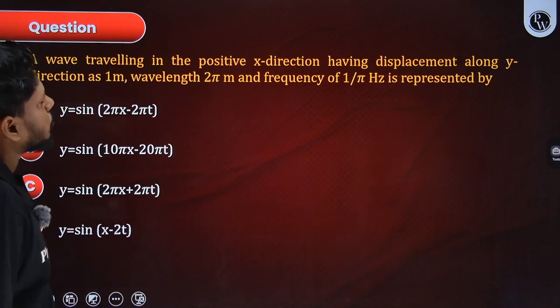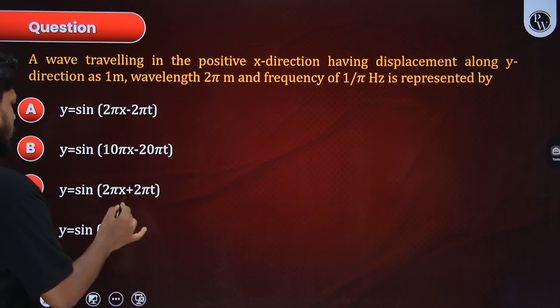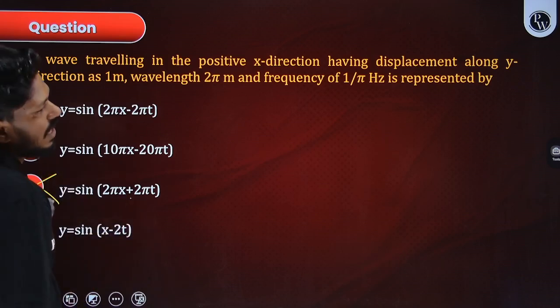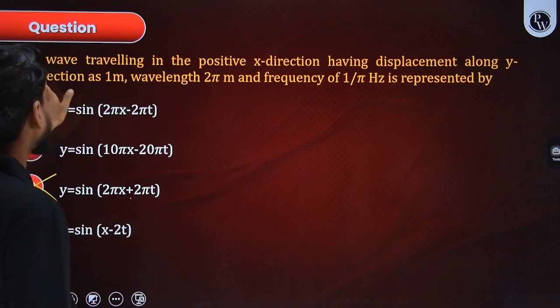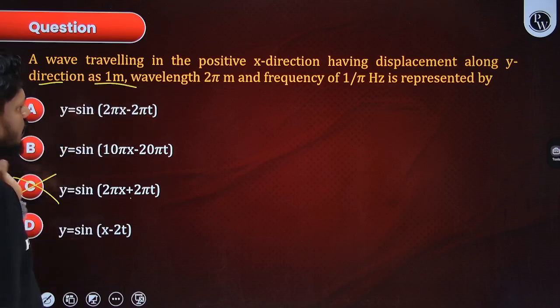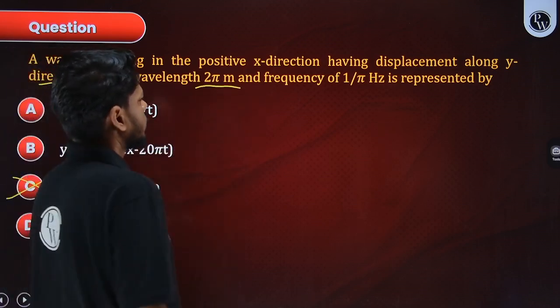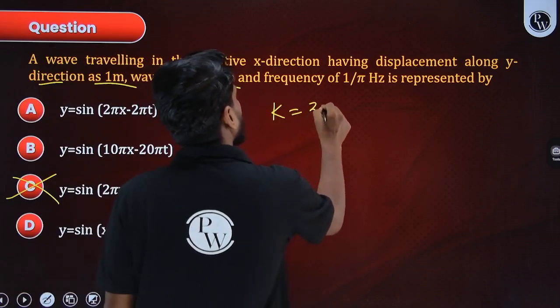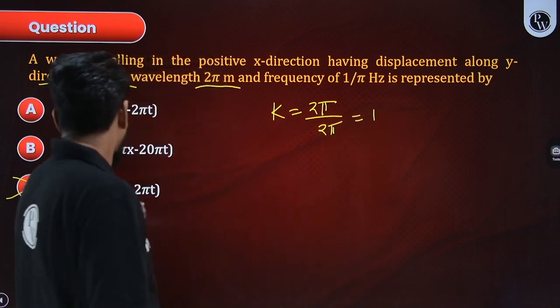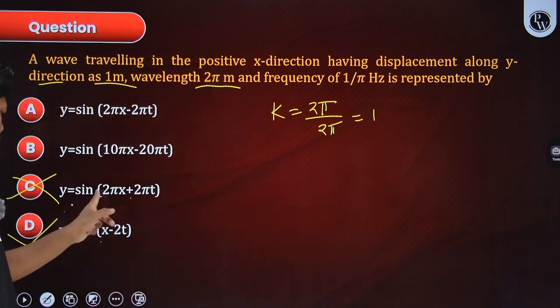A wave traveling in the positive x-axis. So this is not the correct way, right? Having a displacement in the y direction. Everyone is having a displacement in the y direction as 1 meter. So everyone is having 1. Wavelength is equal to 2, so k is equal to 2 pi by lambda. Lambda is equal to 2 pi, so I will be getting 1. Only this one is correct.